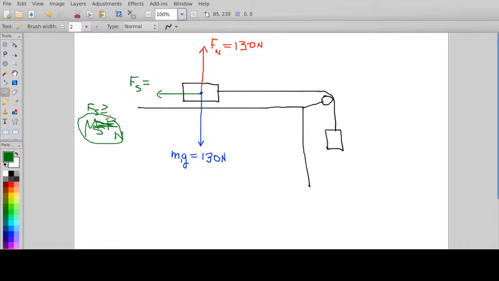It just tells you that Fs has to be bigger than that. And anyhow, you don't even know mu s because I didn't give it to you. Okay? So for all those reasons, you really just don't know what Fs is. That's okay. Let's leave it blank for now.